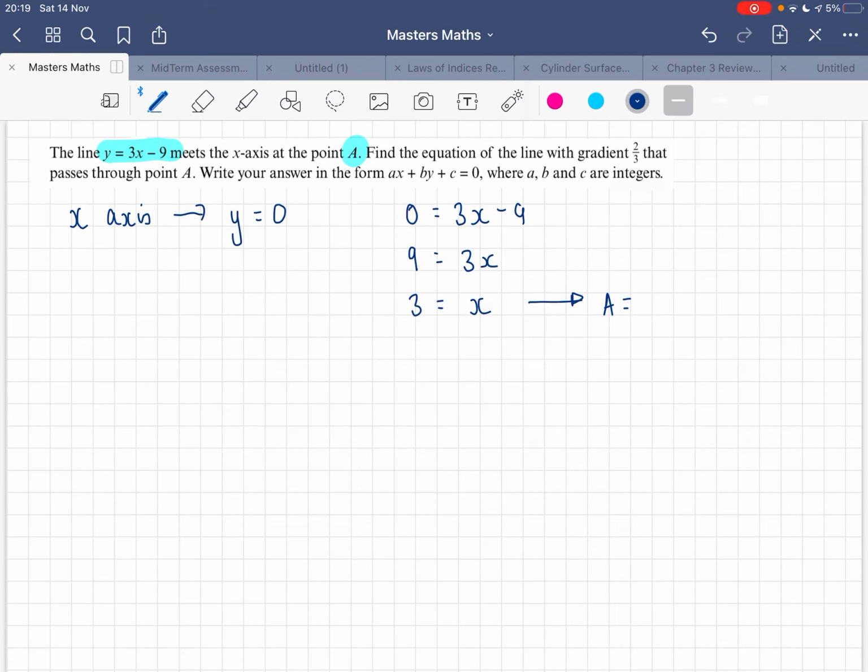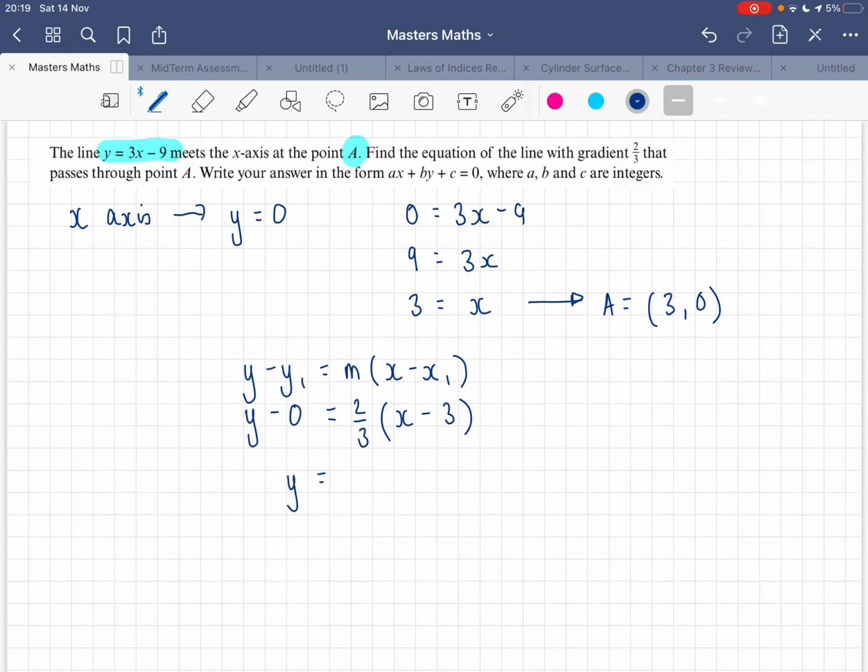The point A is 3, 0. The second line also passes through that same point. So now I'm going to use my formula, y minus y1 equals m(x minus x1). I am going to put the gradient as 2/3. I'm going to use my point A, which is 3, 0. So I have y minus 0, which is just y, is equal to 2/3 times x minus 3.